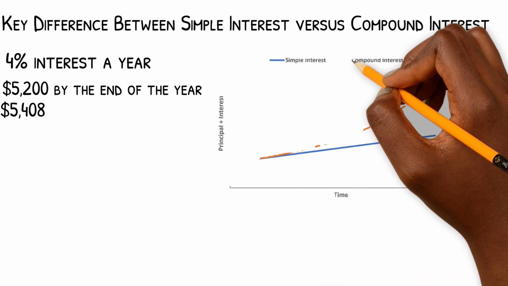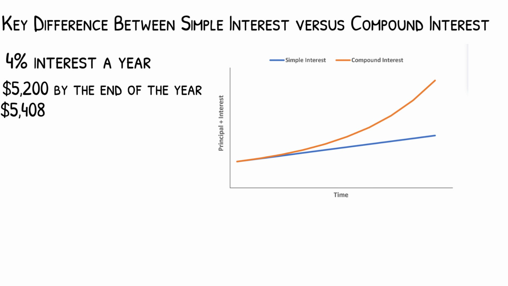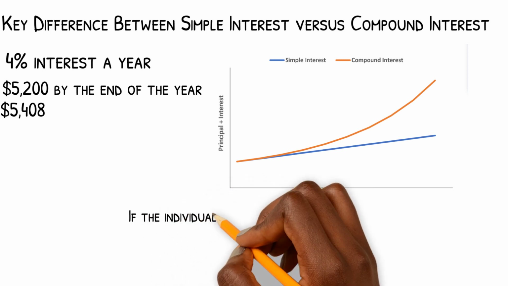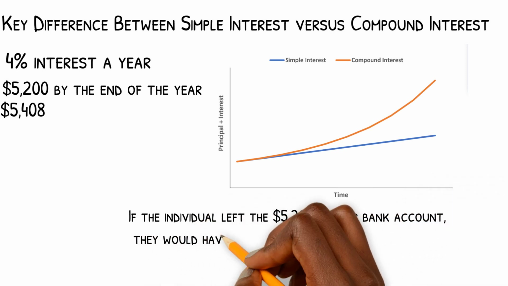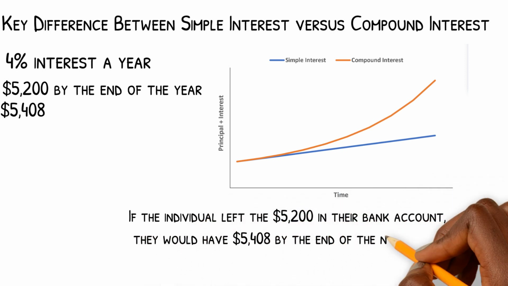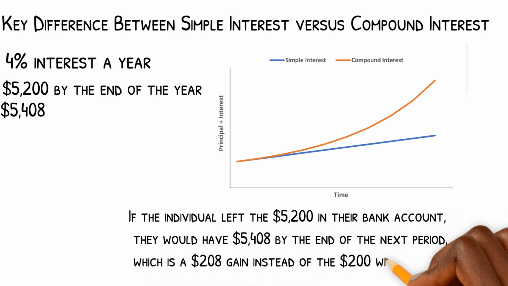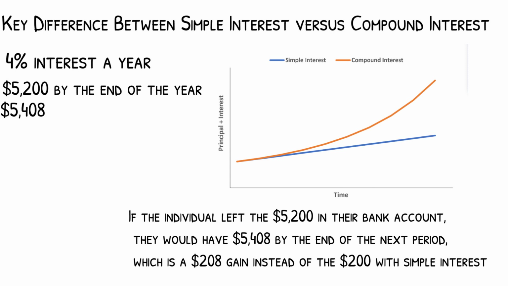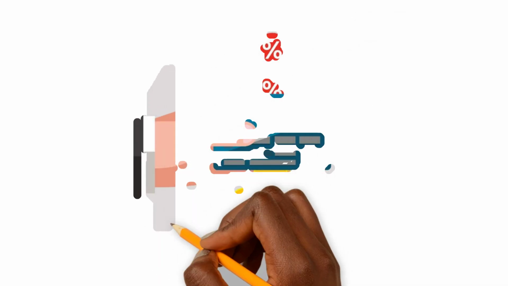$5,000 before the next period. Every period the individual will receive $200. Compounding interest would increase the interest payments since you are receiving interest on your interest. If the individual left the $5,200 in their bank account, they would have $5,408 by the end of the next period, which is a $208 gain instead of the $200 with simple interest. This shows the power of compounding interest.